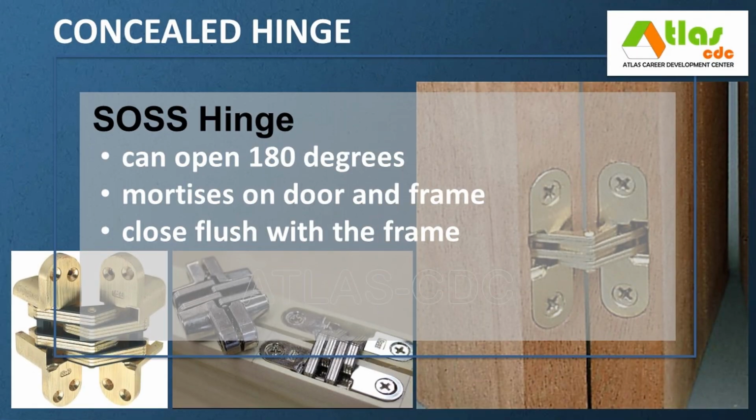A SOSS hinge is a concealed hinge that is completely hidden from view when a door or cabinet is closed. It's also known as an invisible hinge because it doesn't have the traditional barrel that's visible on most hinges. SOSS hinges are installed by creating mortises, cutouts, in both the door and the frame, which allows the door to close flush with the frame for a clean, uninterrupted line.